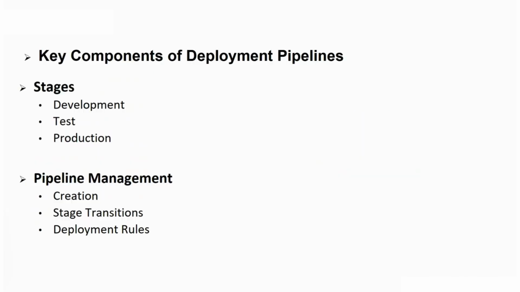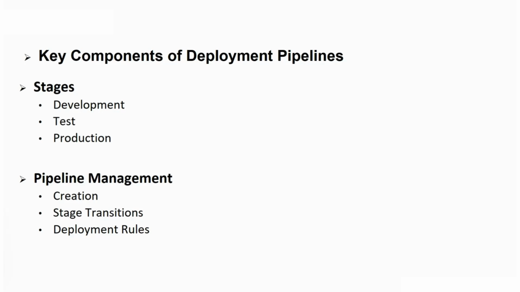Let's talk about some of the key components of the deployment pipeline. The first one is the stages. The initial stage is development, where the content is created and tested by the developers. Next is the test stage, which is a staging area where the content is validated and tested for performance and accuracy before it is moved to production. Then we have production, which is the final stage where the content is shared with the end users for business operations and decision making.